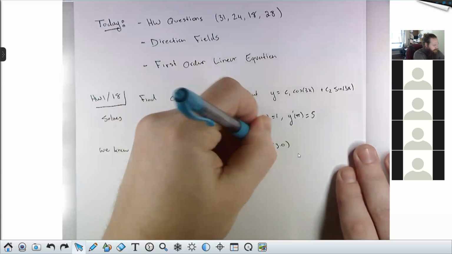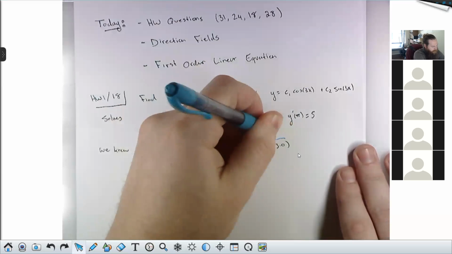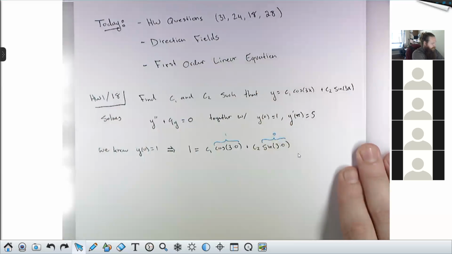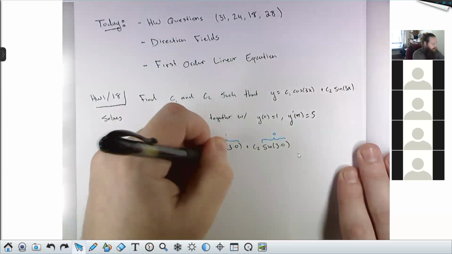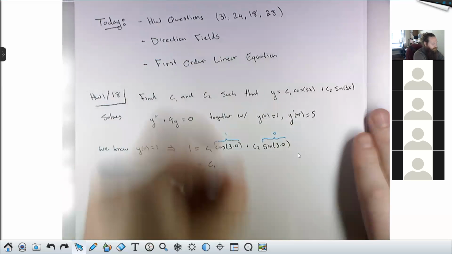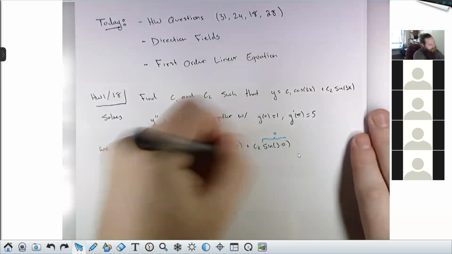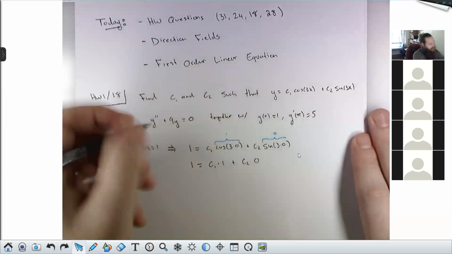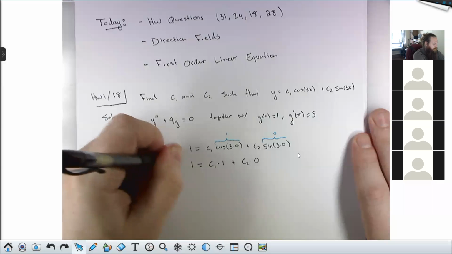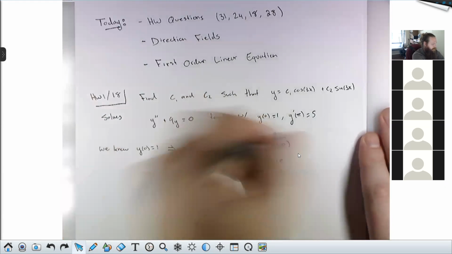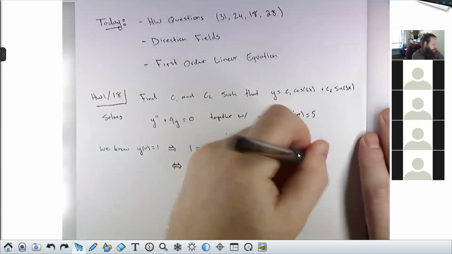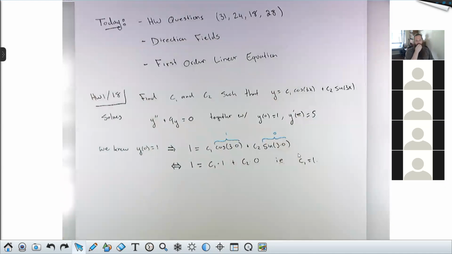So this piece is 1. This piece is 0. So what we get here is just 1 is equal to C1. You could write it as C1 times 1 plus C2 times 0 if you want. But of course, that's the same thing as saying C1 is equal to 1. Any questions on what we've done here?